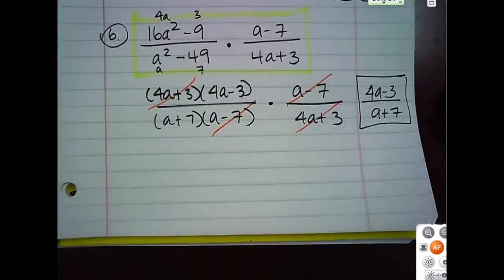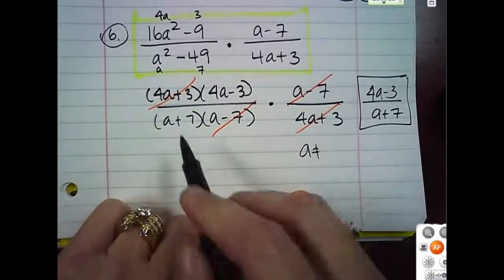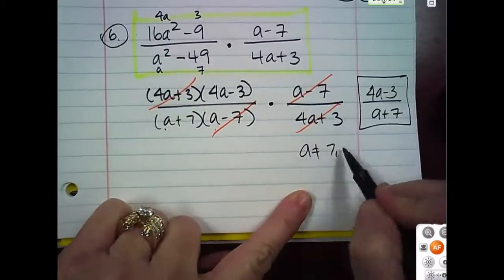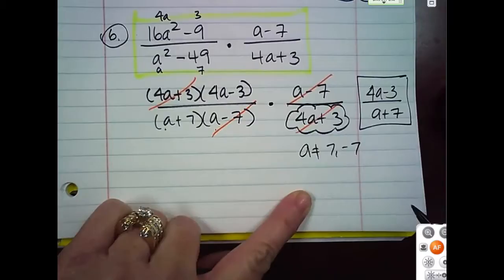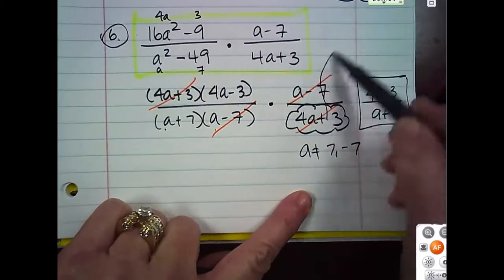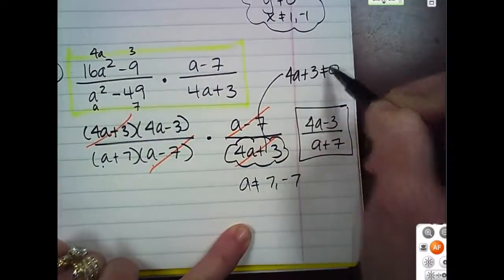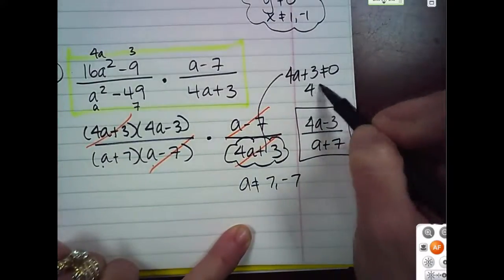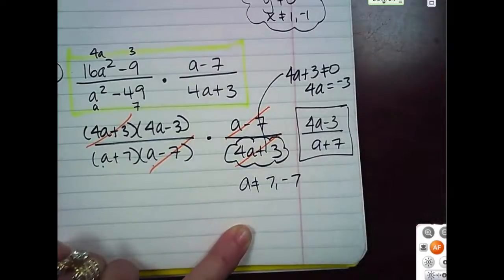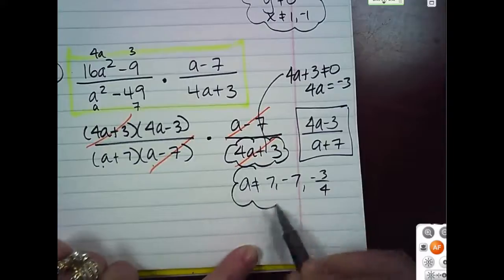What about my restrictions on this one? 2 of them are easy. 7. Yep. These 2 are easy. 7 and negative 7, right? This one's a little harder. Anybody know it just by looking at it? Negative 3/4. If you're not sure, think about it. I want 4a plus 3 to not be 0. Now what I'm thinking in my head, it can't be 0. Move the 3 over and divide by 4. So negative 3 over 4. Those are your restrictions.